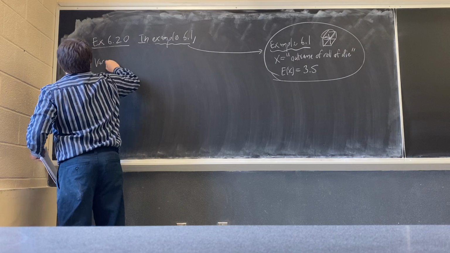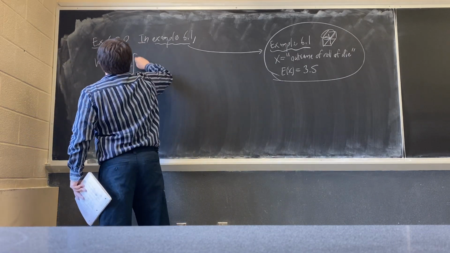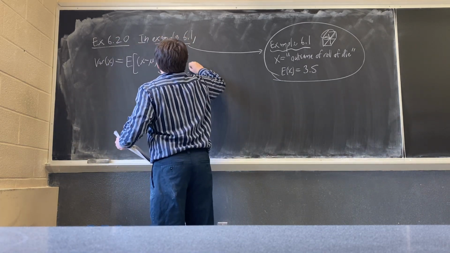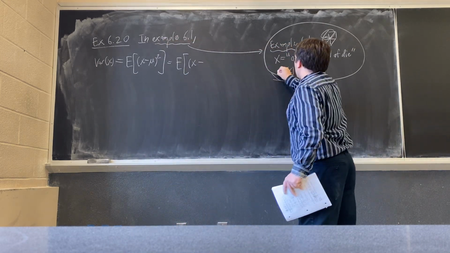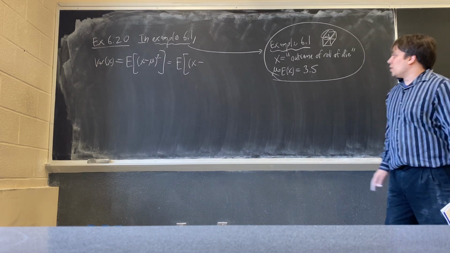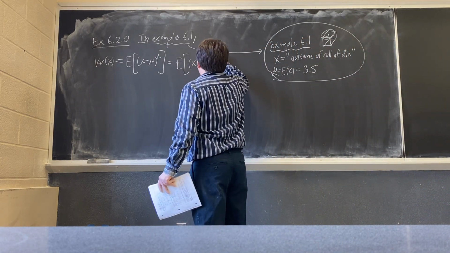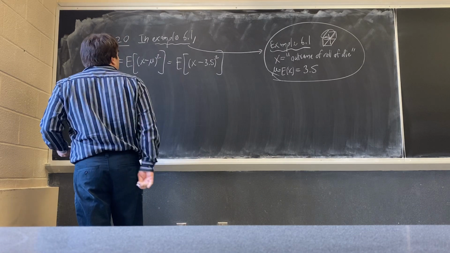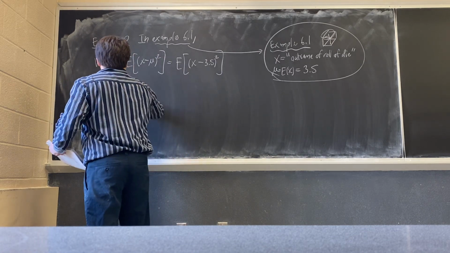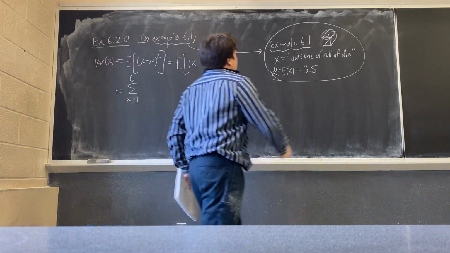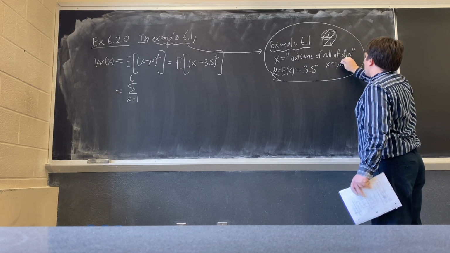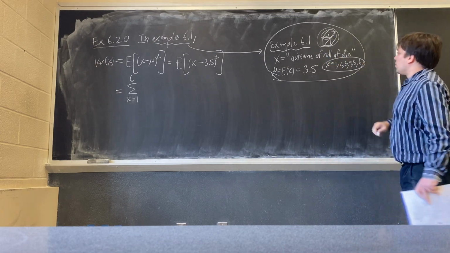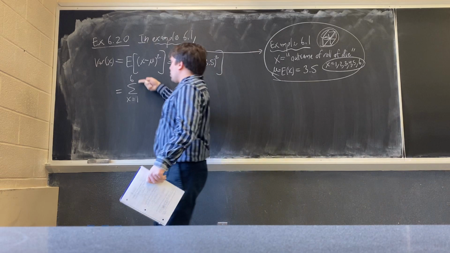Okay, so in example 6.1, the variance of x is equal to the expected value of (x minus mu) squared, which is equal to the expected value of x minus, so remember mu is the expected value, and so that's 3.5, so it's (x minus 3.5) squared, the expected value of that. Okay, and the expected value of (x minus 3.5) squared is the sum from x equals 1 to 6. These are the possible rolls of the die, 1, 2, 3, 4, 5, and 6. Those are the possible values of x.